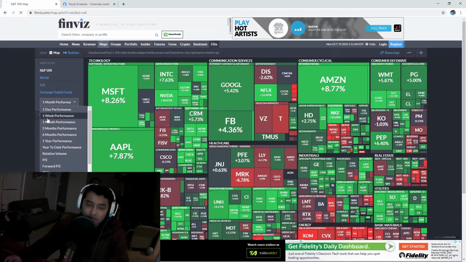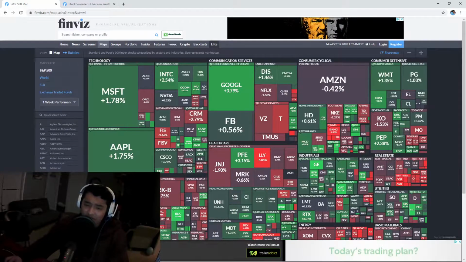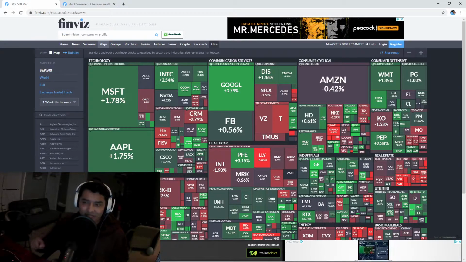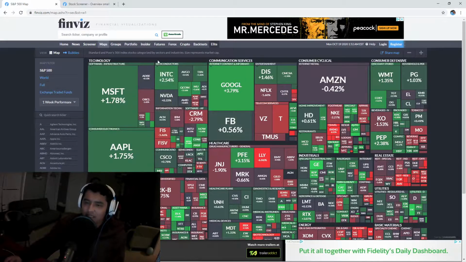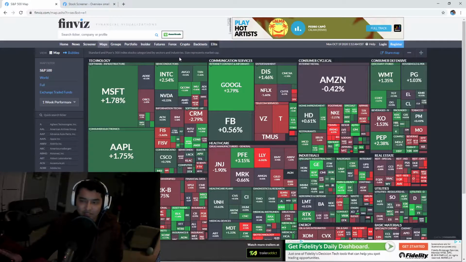Then we go back to a week and see the week has been rough. Almost everything has been red, super red. But the only things that have been green were technology and communication services. So that means we have two sectors in the market that are still green, and they're more than likely going to keep being green.